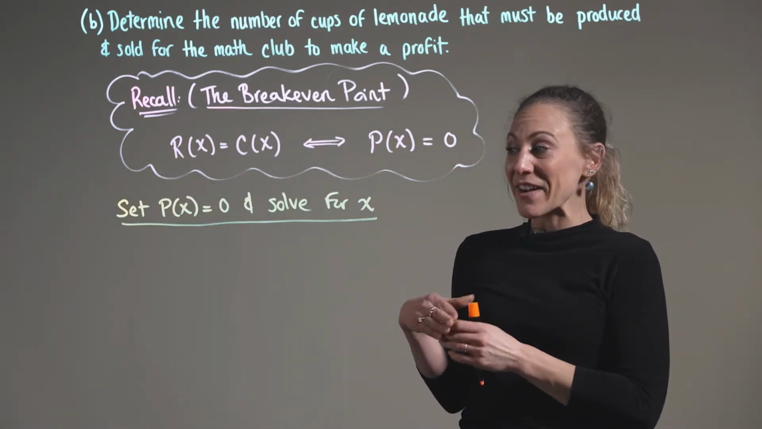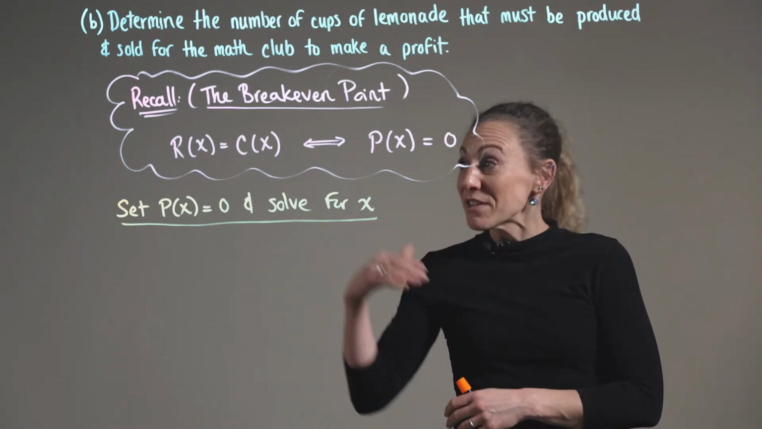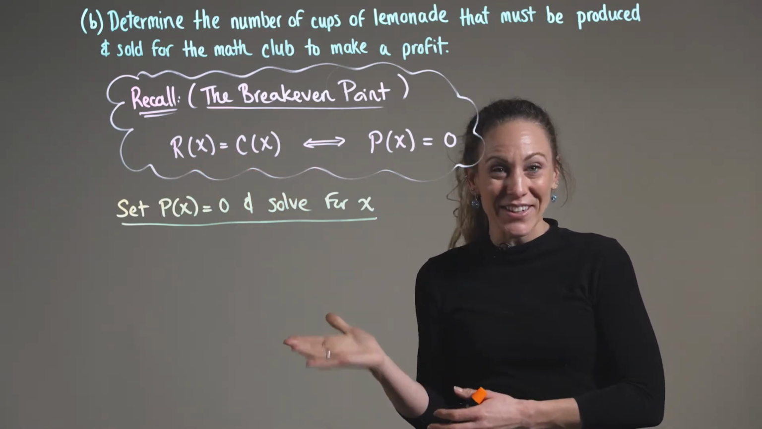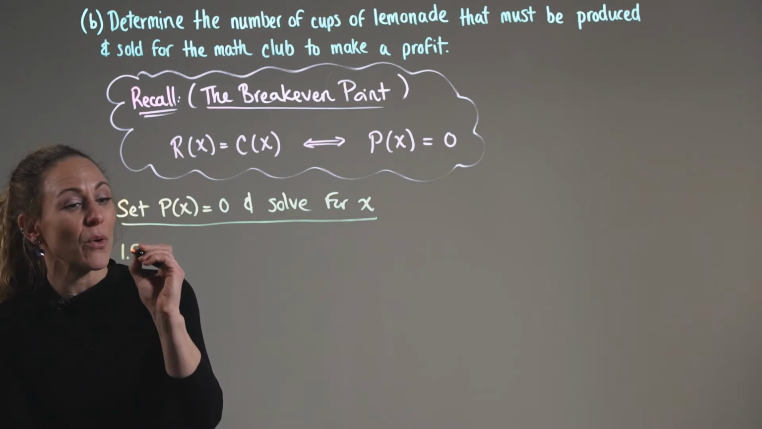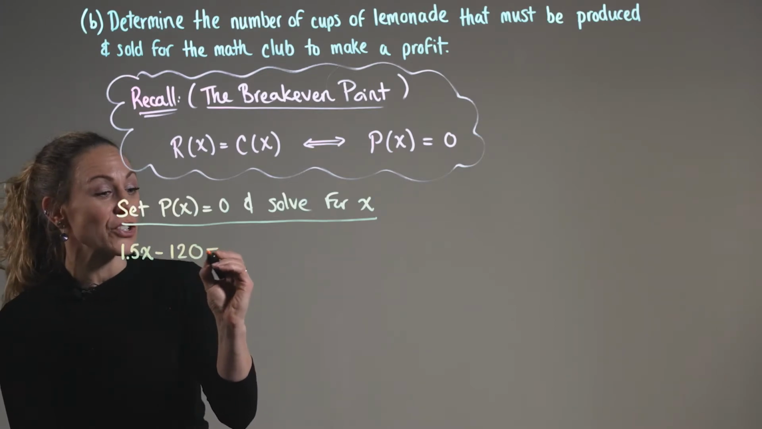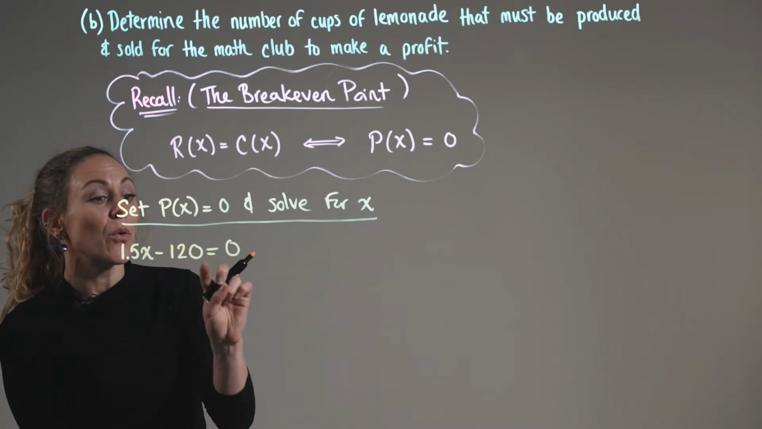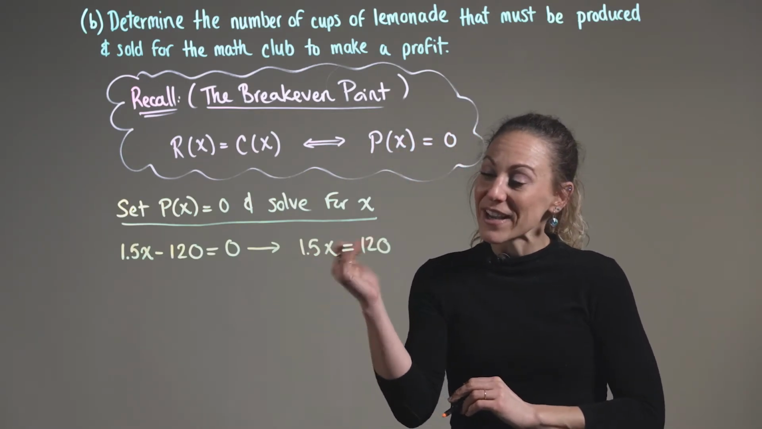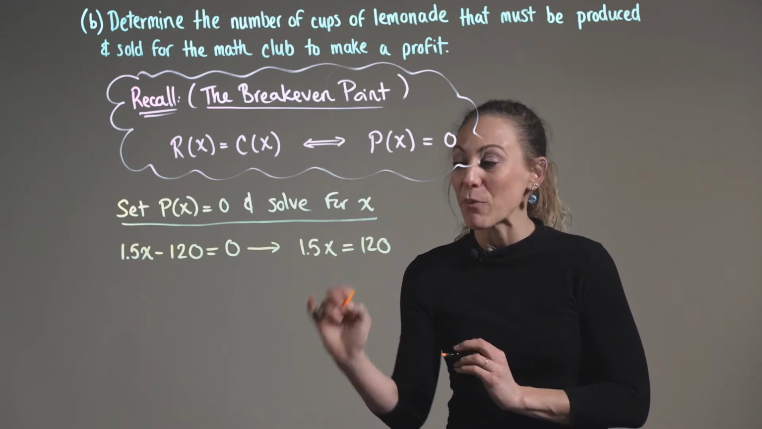So to solve for x here, I'm going to go ahead and set profit equal to 0 and then solve for x. But keep in mind that you could also set revenue equal to cost and solve for x and still get the same answer as long as your algebra is accurate and consistent. So we have our profit function, which is 1.5x minus 120, and we're setting that profit function equal to 0. So to isolate x here, we'll start by adding 120 to both sides of the equation. Now we have 1.5x is equal to 120. And again, to isolate that x, we'll divide both sides here by 1.5.